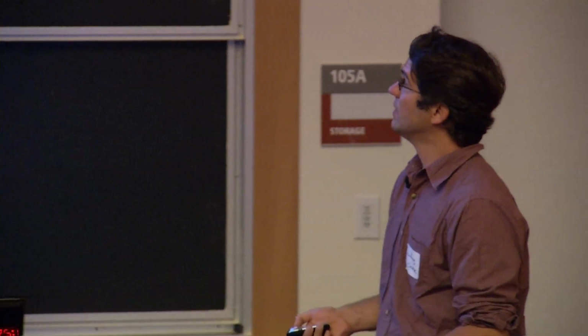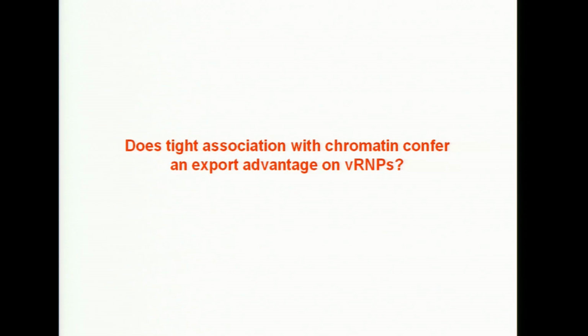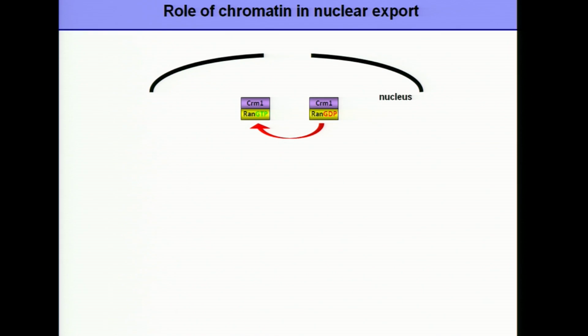So just briefly, the last question that was open to us is, why is this inactive chromatin, or whatever dense chromatin, how does targeting the vRNPs here confer an export advantage to the virus? And to solve this, we went back to the literature to find out, does chromatin play any role in nuclear export? And as it turns out, it does. The way that is that Crm1 export can only function when Crm1 is in complex with the small GTPase RAN, and that can only function when RAN is complexed with GTP and not GDP.